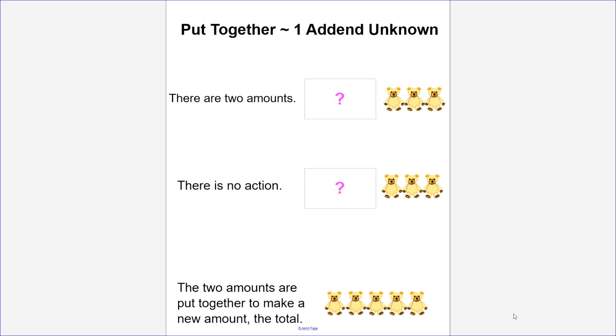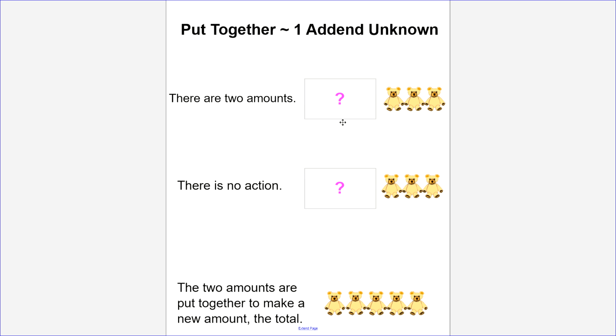Sometimes in put-together problems, we do not know one of the parts. You can see here that the first part we don't know. We can't see it. But the second part is 3 teddy bears. The two amounts are an unknown amount and 3 teddy bears. Those are the two amounts. Those are the two parts. No action happens in this put-together problem. The two amounts are simply put together to make a new total amount.